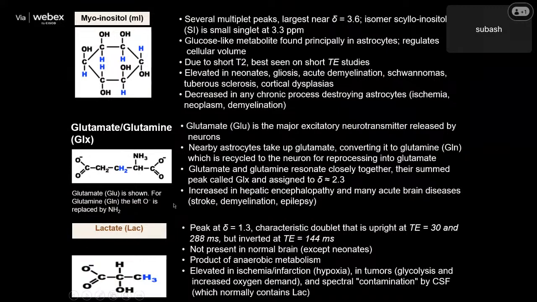Then there's lactate, which I already talked about, at 1.3 ppm. It is a characteristic doublet that is upright at TE 30 and 288 milliseconds, but inverted at TE 144 milliseconds. This is not present in normal brain, except in neonates. When a child is born, he has some lactate, but with the aging process this lactate vanishes from these cells. It is a product of anaerobic metabolism, and it is elevated in ischemia, infarction, tumors, and various other conditions.